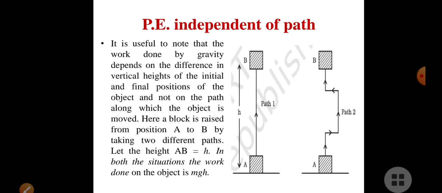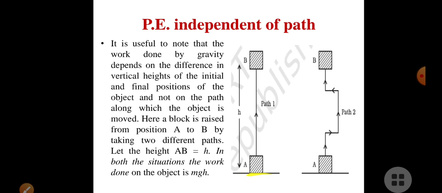Next is that potential energy is independent of path. Independent of path means that it depends only on the vertical height between initial position and final position, and it does not depend upon the path followed by the object.